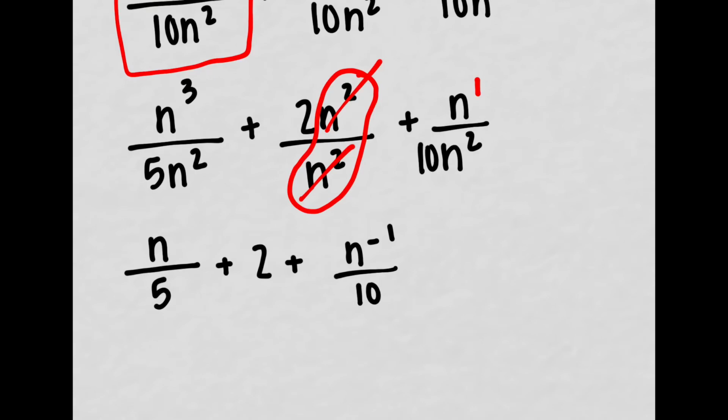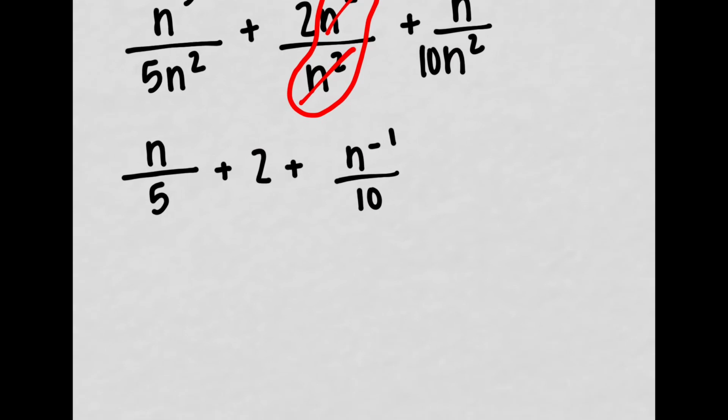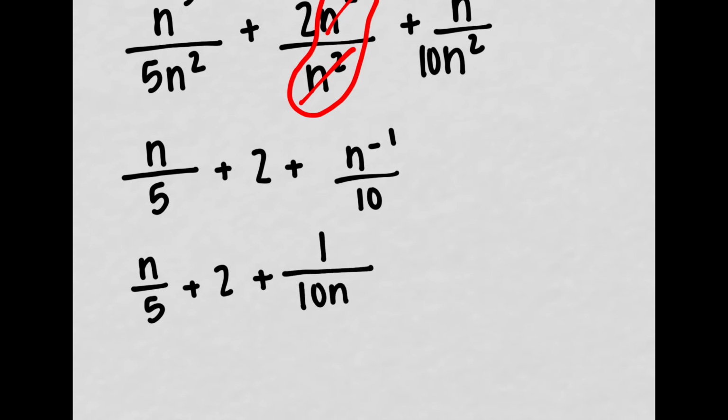Now I reduced the coefficients, I reduced the exponents, but I do have a negative exponent, and you can't leave it like that. You need to still remember your exponent rules. So I still have n over 5 plus 2, plus that n to the negative 1 needs to move to the bottom to turn positive, which means there's nothing in the top of our fraction. So you have to put a 1 there over 10n. It moved to the bottom, and it lost its negative sign in the exponent. So this right here would be your final answer.